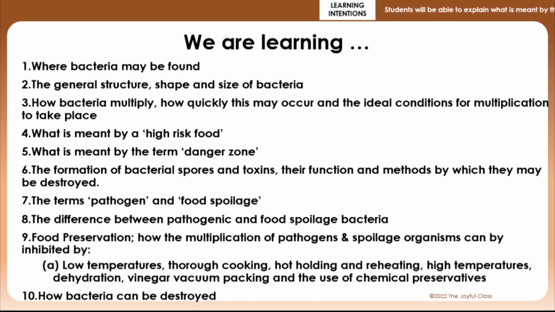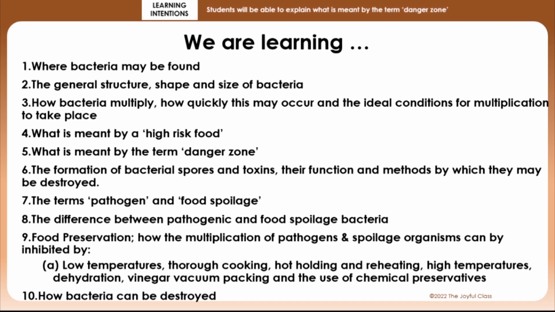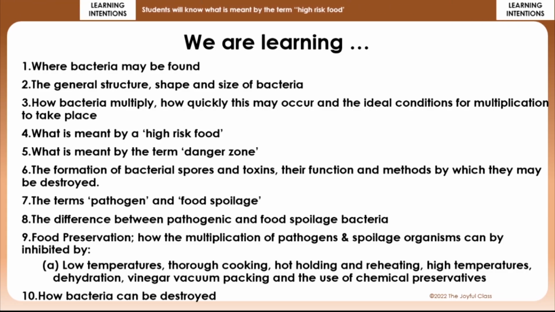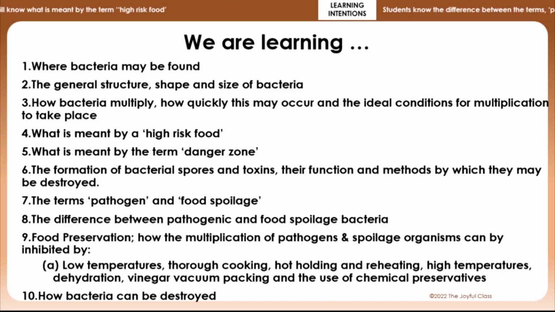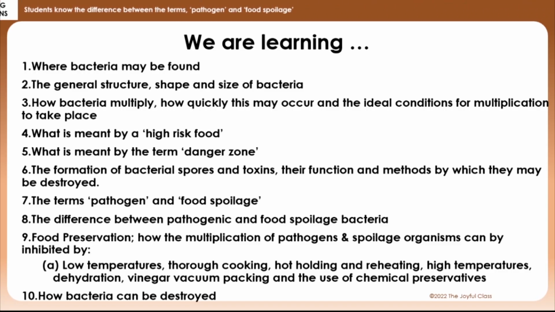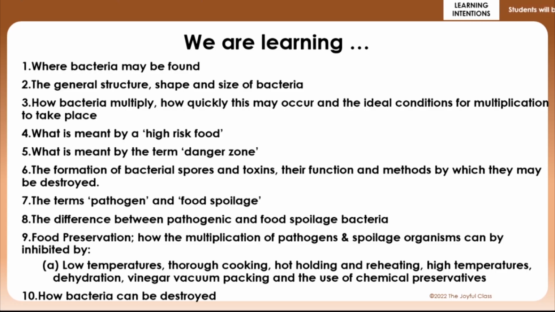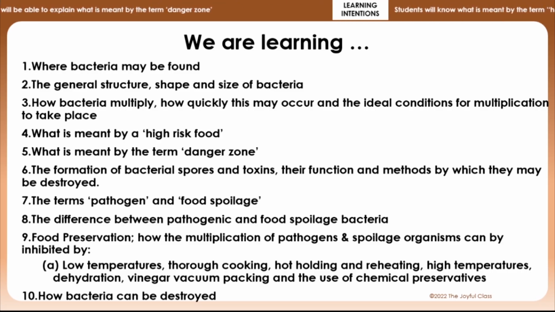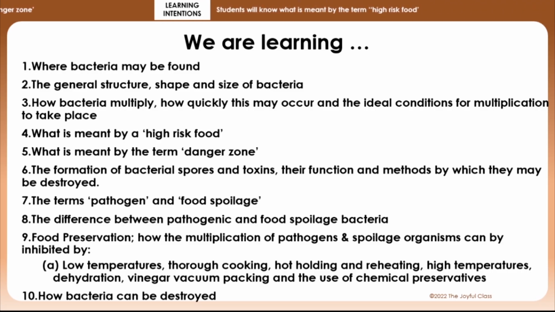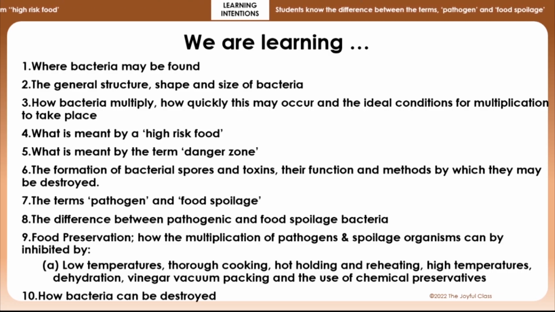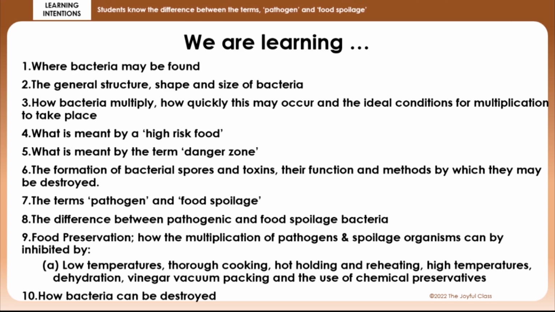So we're learning where bacteria may be found. We'll be learning about the general structure, shape and size of bacteria, how bacteria multiply, how quickly this may occur and the ideal conditions for multiplication to take place. We'll learn what is meant by high-risk food, what is meant by the term danger zone, the formation of bacterial spores and toxins, their function and methods in which they may be destroyed. We'll learn about the terms pathogen and food spoilage.